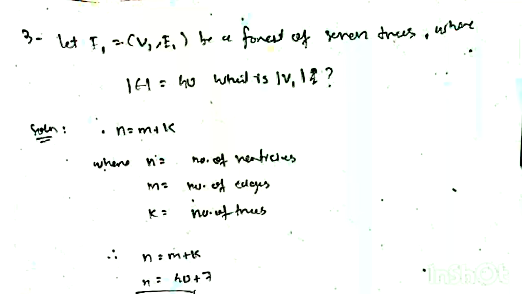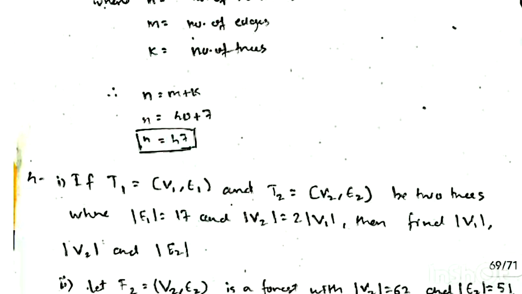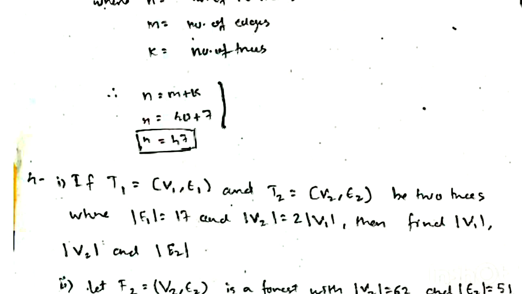For this question, we have to use this formula, n is equal to m plus k. N is the number of vertices, m is the number of edges, and k is the number of trees, okay. So applying these values, see here, number of edges is 40 and number of trees is 7, okay. So k and m are given, we have to find out what is n, okay. Applying these values, we get the value of n here.